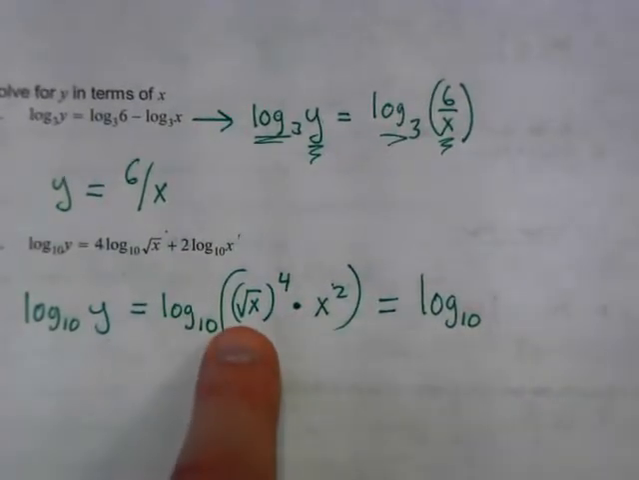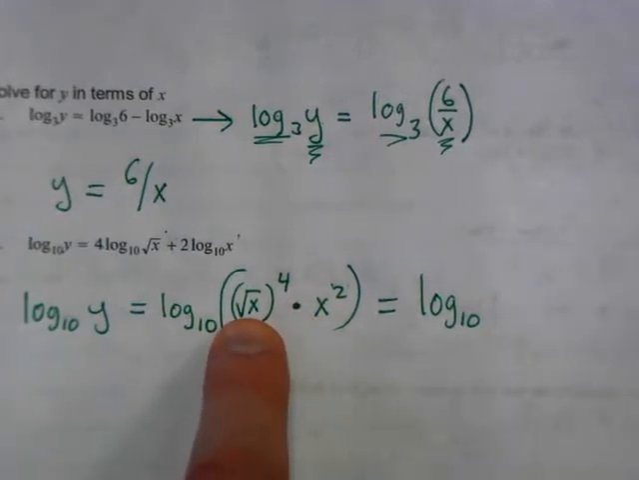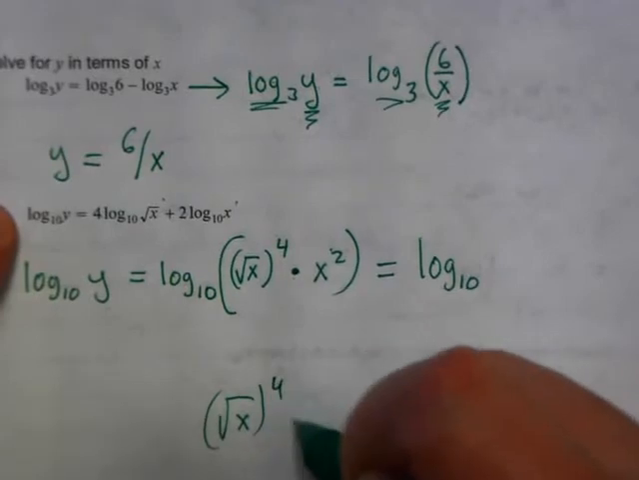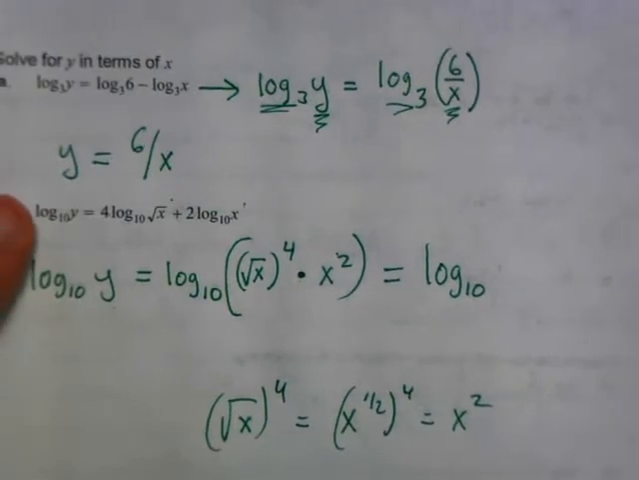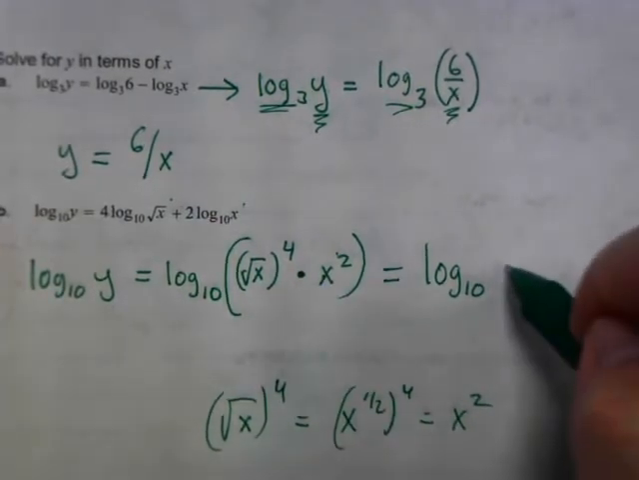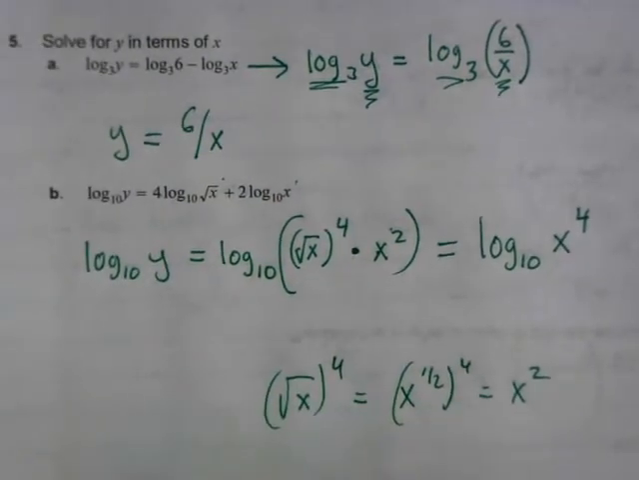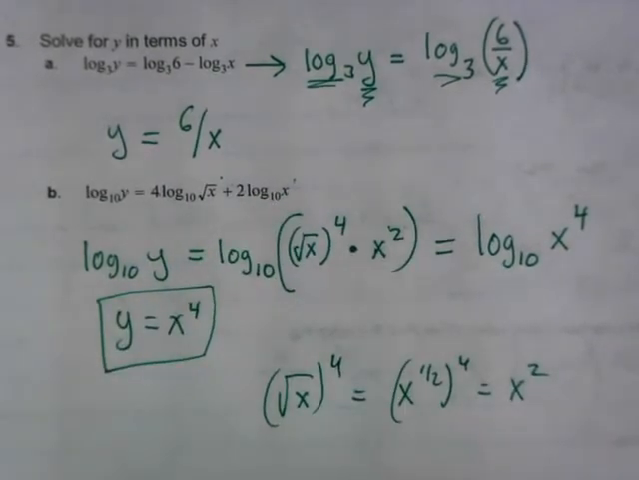What happens when you take a square root and then you do a 4th power? Square root is x to the 1/2. So square root of x to the 4th, you're absolutely right, that's x to the 1/2 to the 4th. We multiply our exponents, that's x squared. So this is x squared and this is x squared. X squared times x squared is x to the 4th. So that whole thing really simplifies down to log base 10 of x to the 4th. So y equals x to the 4th would be our final answer there. Questions on that?